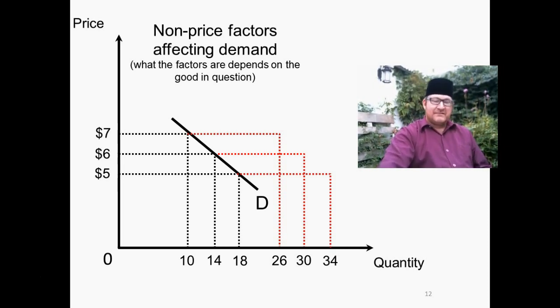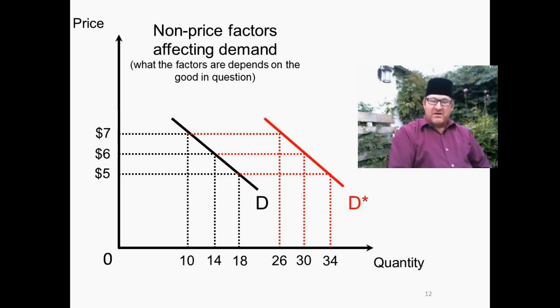How do we represent this change, given that it's not talking about a change in price? We're talking about a range of possible prices. What will demand be now at any of those prices? Well, we can say maybe it's higher if people's incomes rise, for example.